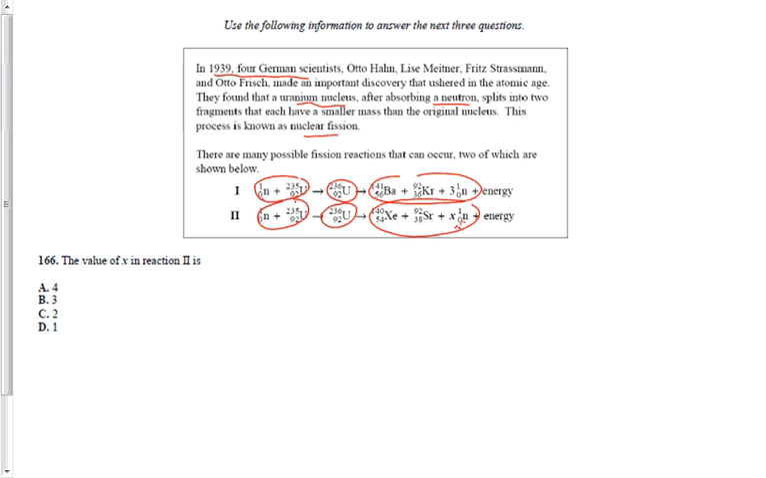On the left-hand side, we have 236 and 92. They do me a bit of a favor here. It's a small one, but they don't ask me to add up 1 plus 235, 0 plus 92. They've already done it for me. On the right-hand side, 140 plus 92 is going to give me 232. 54 plus 38 is going to give me 92. How many neutrons am I missing? We're missing 4, right? 232 plus 4 neutrons is going to give me 236.